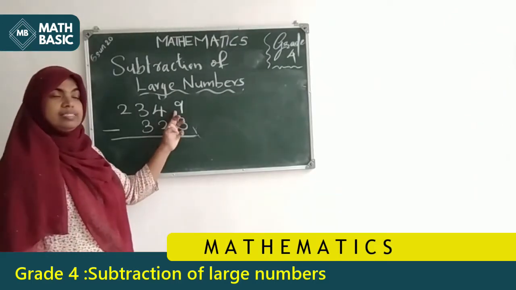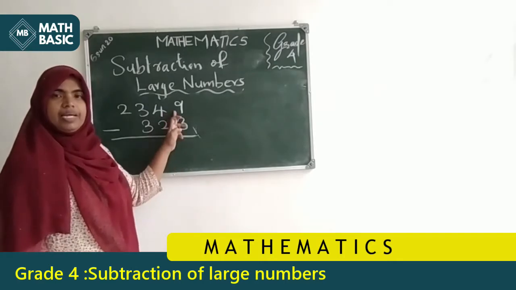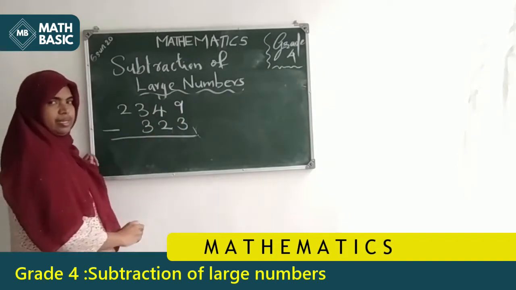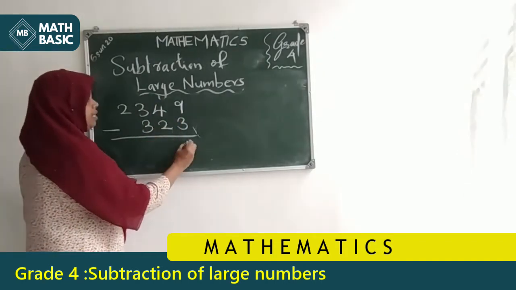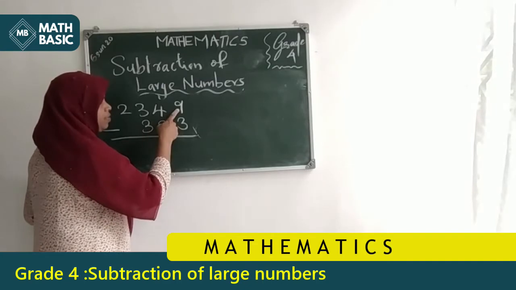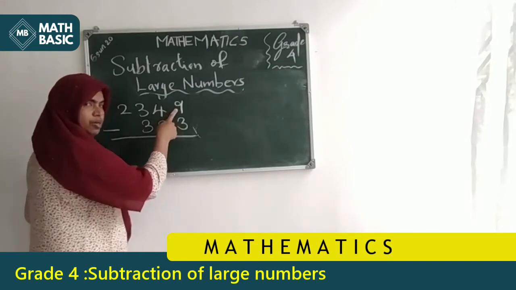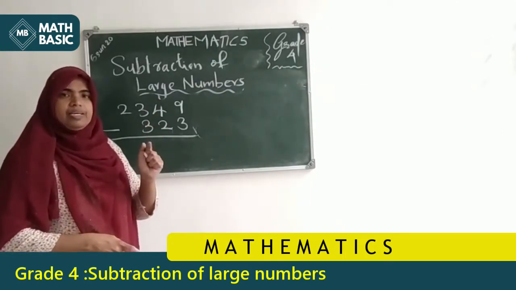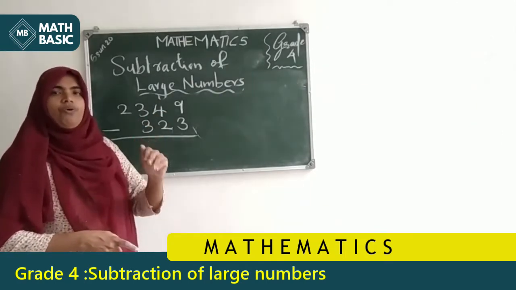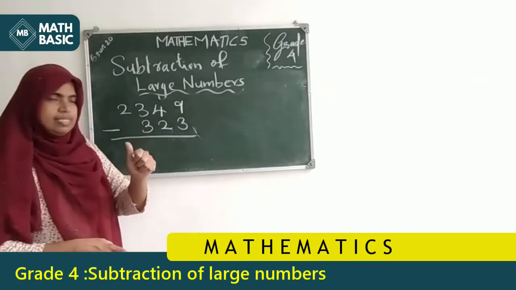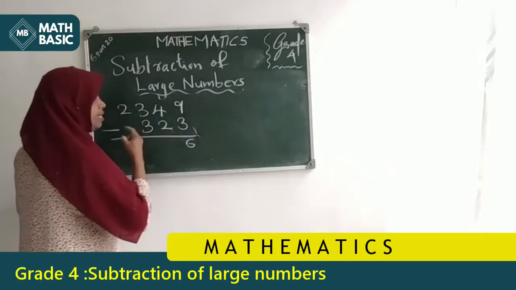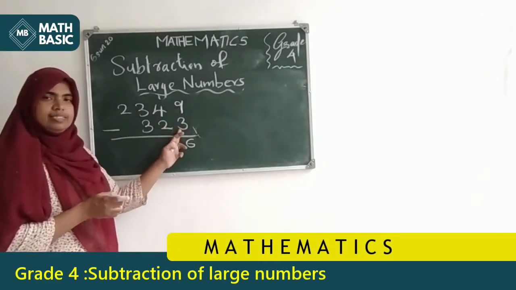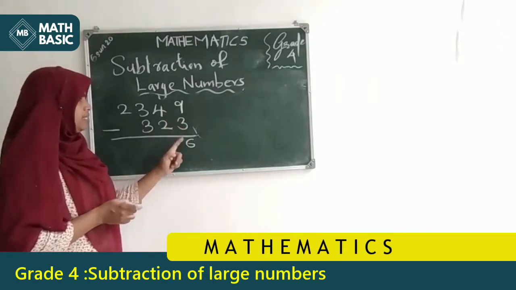These are the ones place numbers. 9 minus 3. That means subtract 3 from 9. Very easy. Or how can we do this? Counting backwards from 9: 8, 7, 6, 5, 4, 3. How many numbers? 6. You learned this before. You can use whichever is the easiest method. 9 minus 3 is 6.